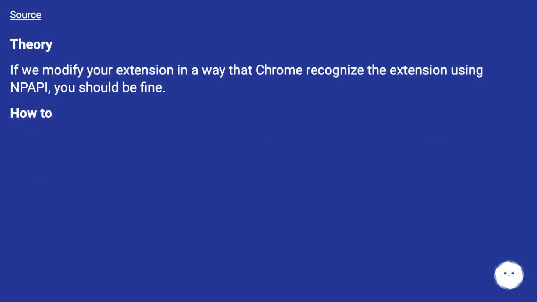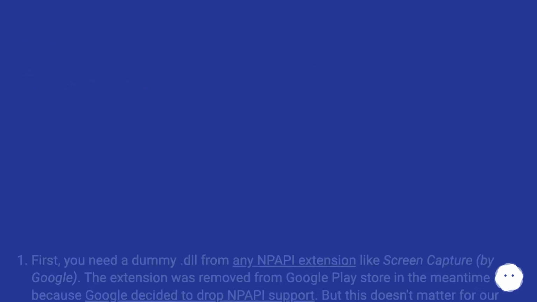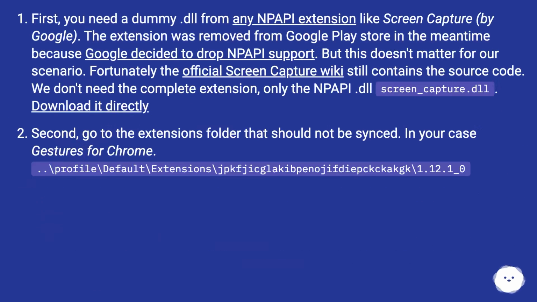Source. Theory. If we modify your extension in a way that Chrome recognizes the extension using NPAPI, you should be fine. How to? First, you need a dummy DLL from any NPAPI extension like Screen Capture by Google. The extension was removed from the Google Play Store in the meantime because Google decided to drop NPAPI support. But this doesn't matter for our scenario. Fortunately, the official Screen Capture wiki still contains the source code. We don't need the complete extension, only the screen_capture.dll.